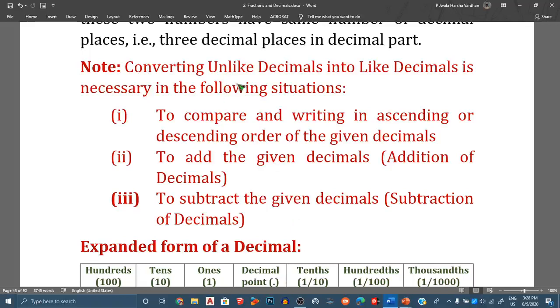Here also you convert the unlike decimals into like decimals to compare and write in ascending and descending order, and to add the given decimals, nothing but the addition of decimals, and to subtract the given decimals, or subtraction of decimals. And there is no need to convert the unlike decimals into like decimals for multiplication and divisions. For multiplication and divisions it is not necessary.